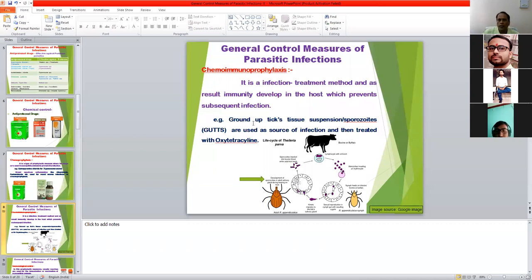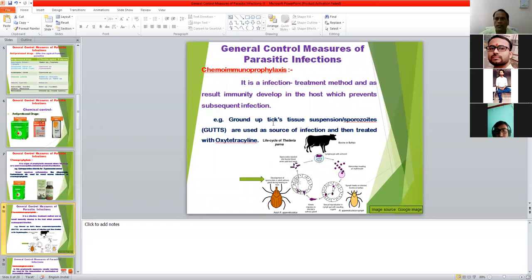Iska common example hai, theileria is a tick-transmitted disease. Theileria ka vector is a tick. In the tick salivary gland, sporozoite, jo infective stage hai theileria ka, wo rehta hai. To tick gut tissue usme immunogenic hota hai. Jo theileria infected tick gut hota hai, usko salivary glands ko nikal ke, usko triturate karke, inoculate kiya jata hai host ke andar. And this is the infective stage of theileria, sporozoite. This is found in the salivary gland of the tick, which is inoculated in the host during blood sucking.